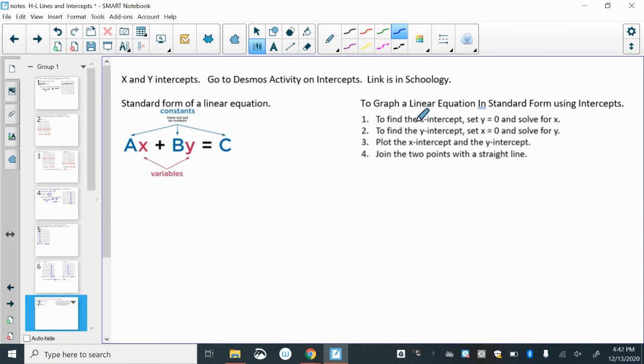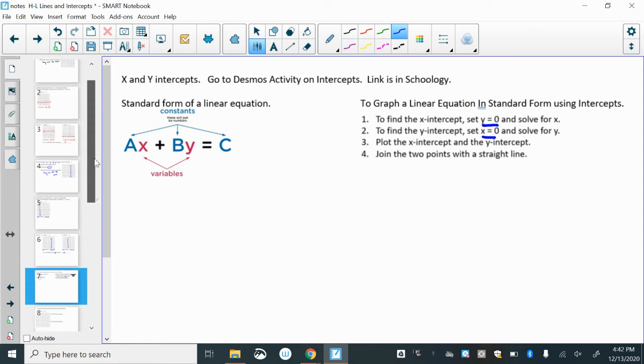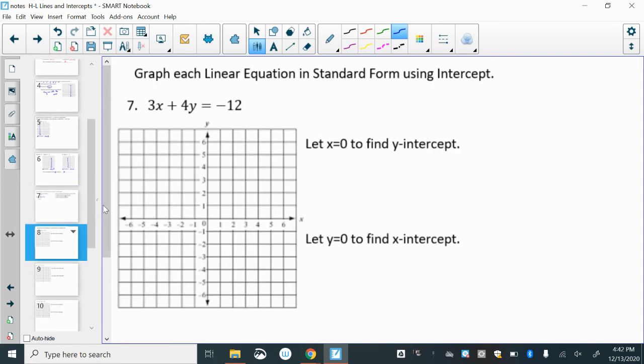To graph a linear equation in standard form using intercepts, first you need to find the x-intercept by setting y equal to 0 and solving for x. To find the y-intercept, we set x equal to 0 and solve for y. So that's what we were looking at with those intercepts earlier, how the other coordinate was always 0. Plot the two intercepts and then join them with a line. All right, so let's see what that looks like for real.